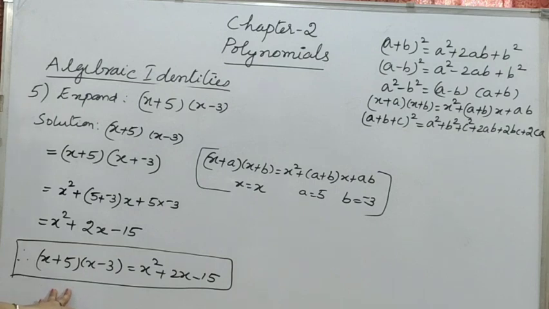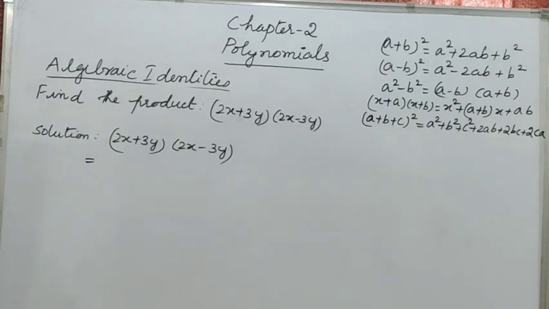So once again you can conclude the answer: x plus 5 into x minus 3 equals x square plus 2x minus 15. Expansion, whatever sub-questions are required, I have already solved. Next part, find the product. Similar only but in a different way.